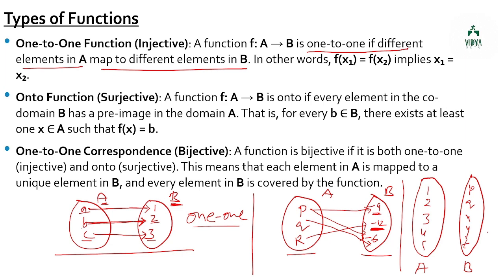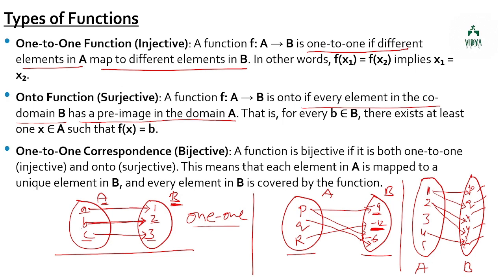What is onto? I'll tell you very simply. Onto means every element in the codomain has a pre-image in the domain A. That means every element in B has a pre-image. That means that is an onto function. You see now every element P, Q, X, Y, Z is associated with at least one element, right? At least one means 1, 2, 3, 4, 5, 6, 7, 8, 9, 10, infinity. At least means one should be available.